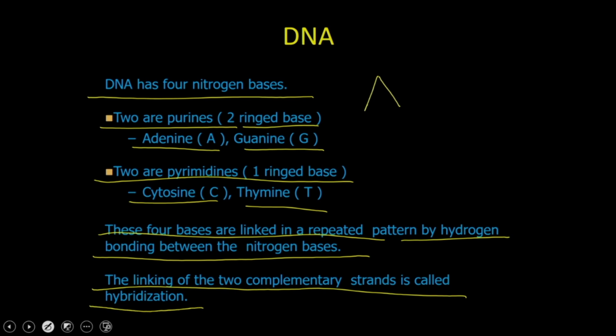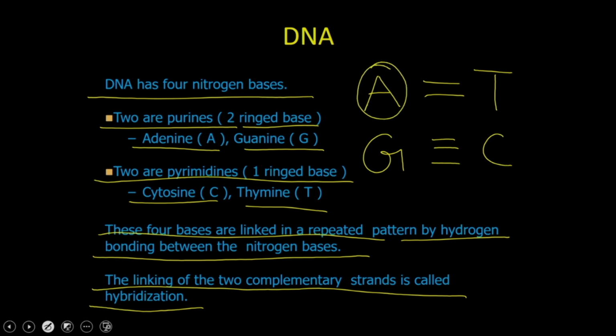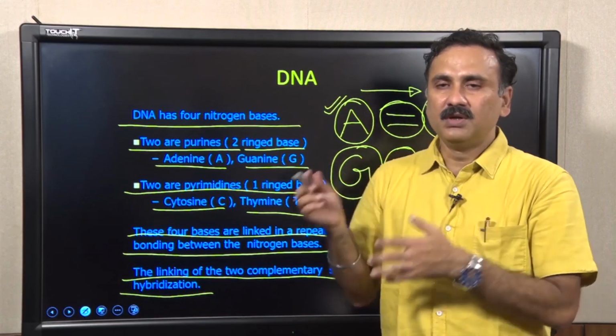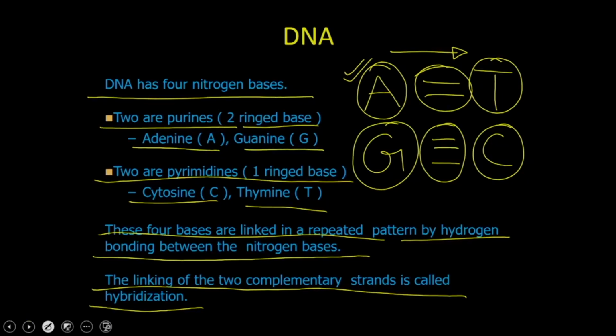So, A makes a pair with T and G always makes a pair with C. What you see is that A makes a pair with T with the help of 2 hydrogen bonds, whereas G makes hydrogen bonds with C with the help of 3 hydrogen bonds, which means the strength of the A to T interaction is weaker compared to the interaction of G to C.